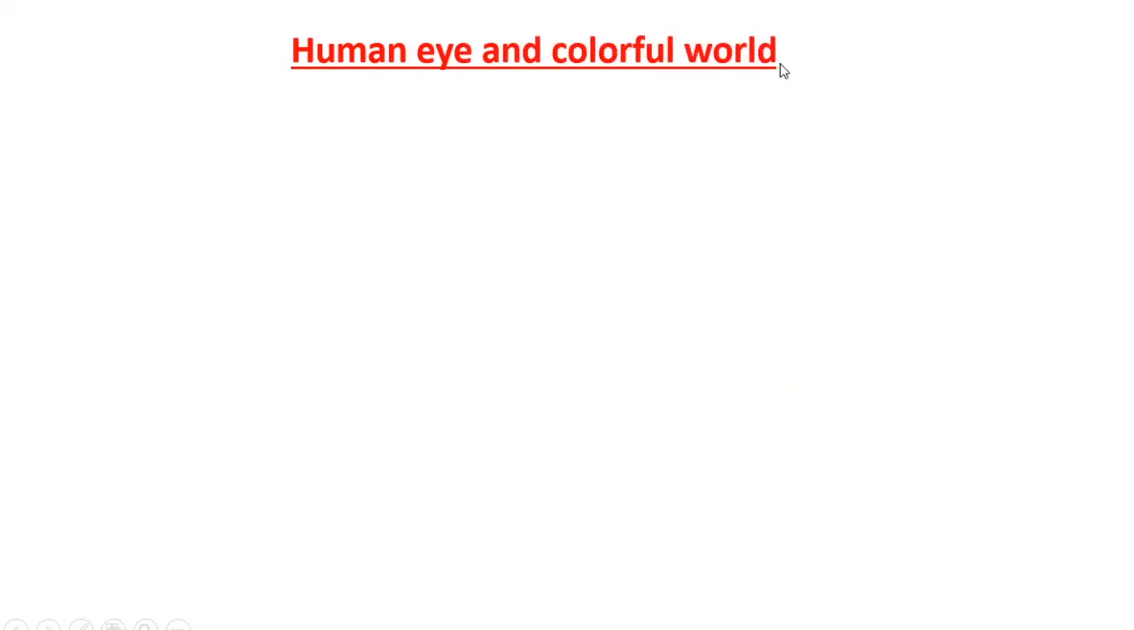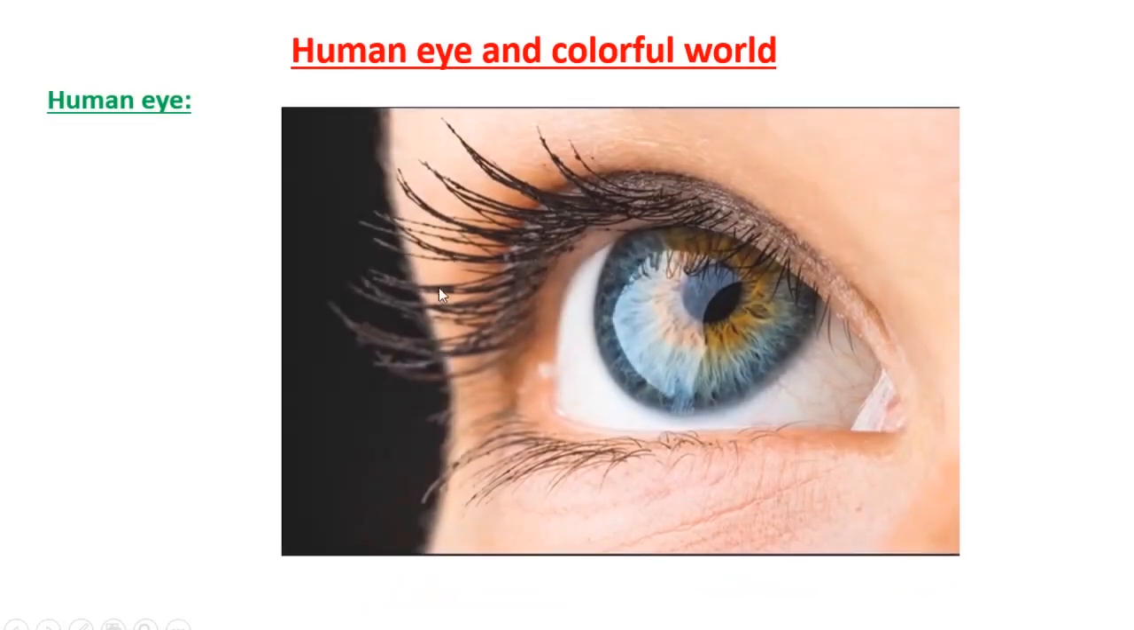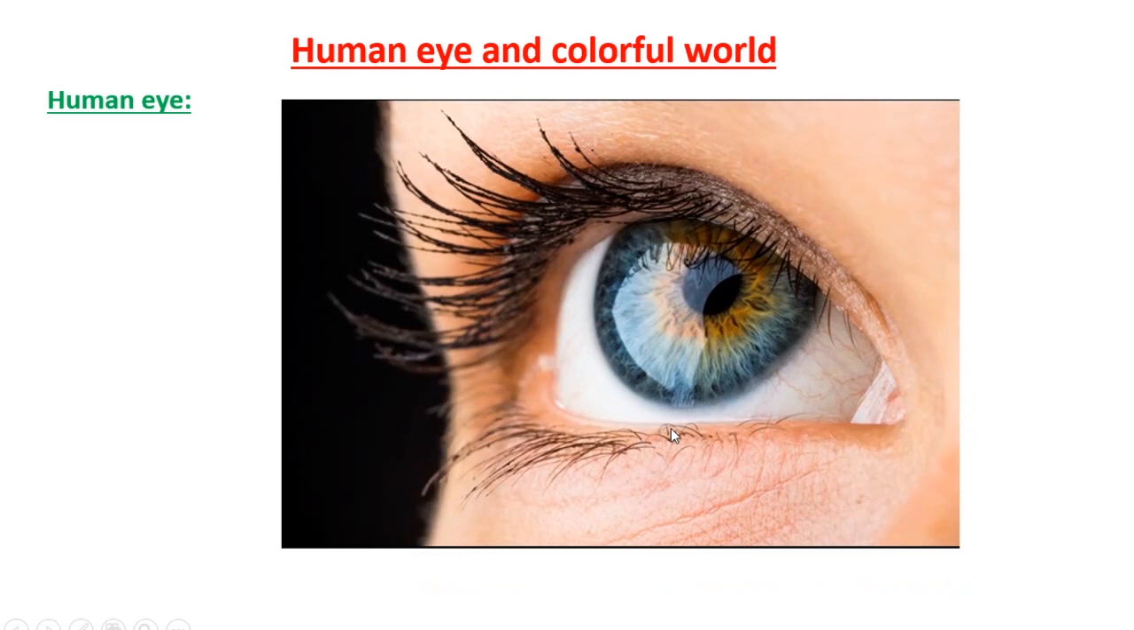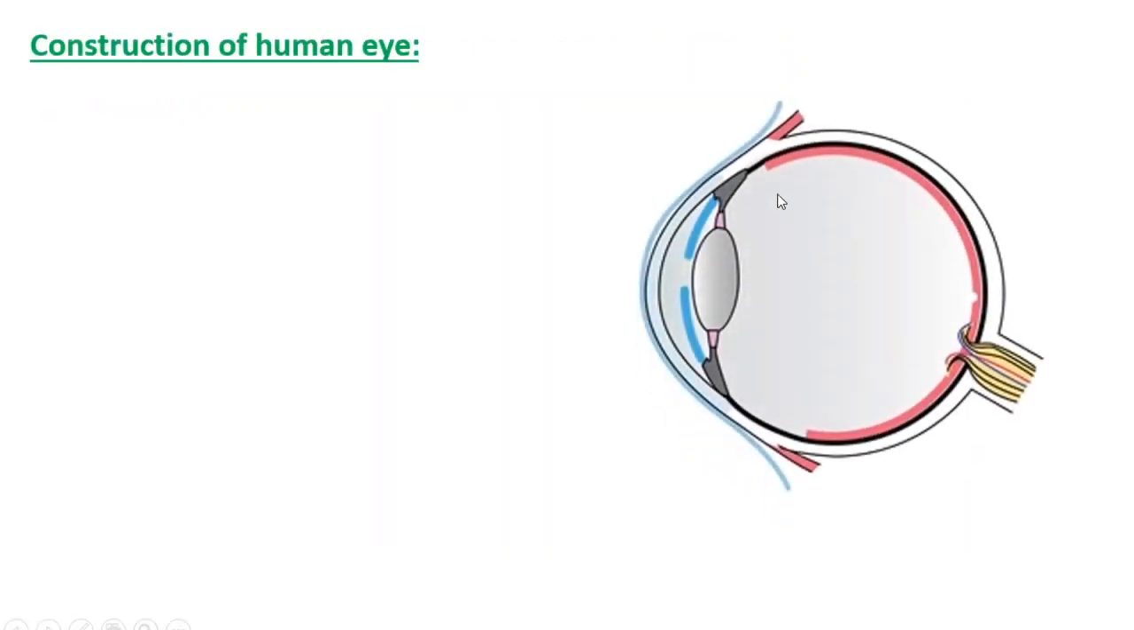So this is Human Eye and Colorful World. This is the front view of our eye. The colorful part is the iris and the black part, which is the entrance for light, is our pupil. The white part is the eyeball. Let us see the cross-sectional view of the human eye. So this is the cross-sectional view of the human eye.